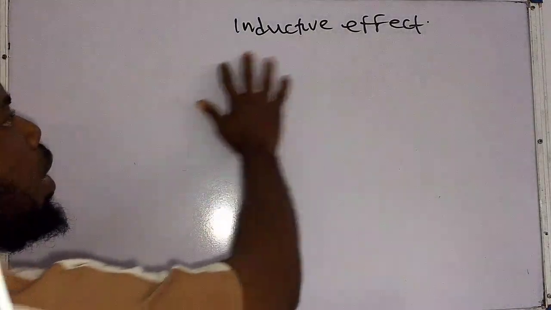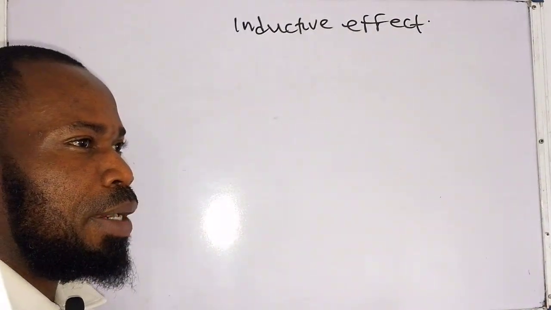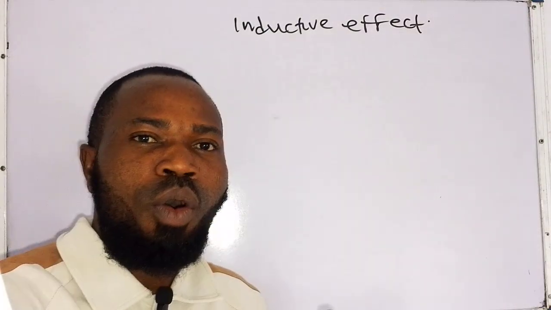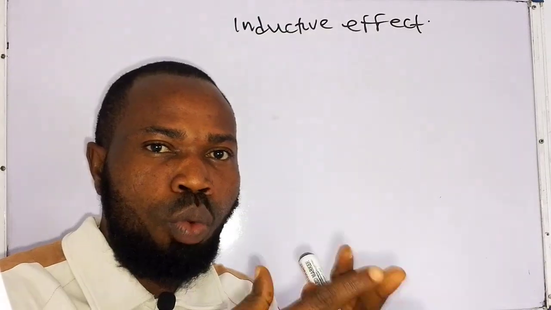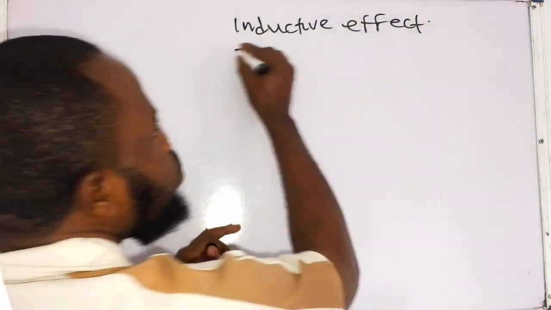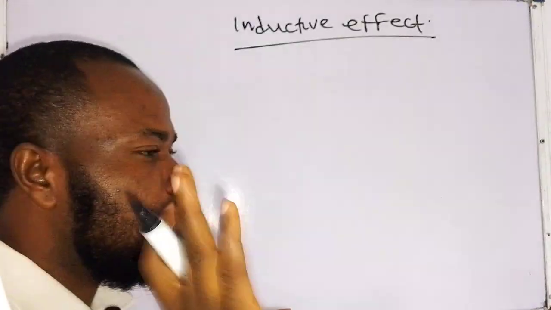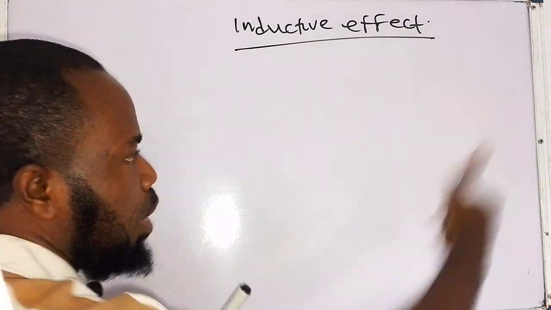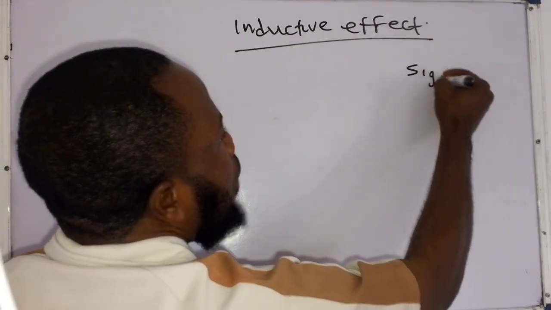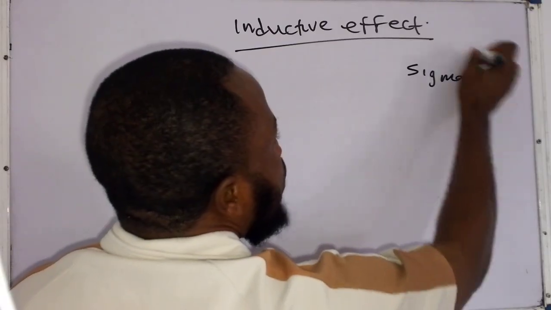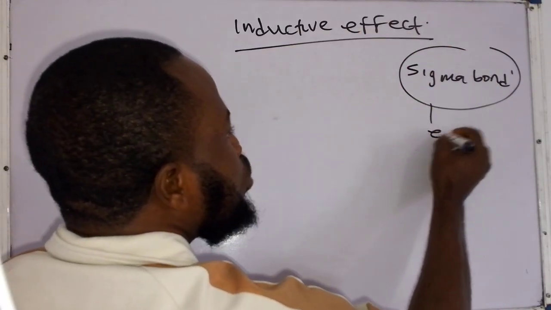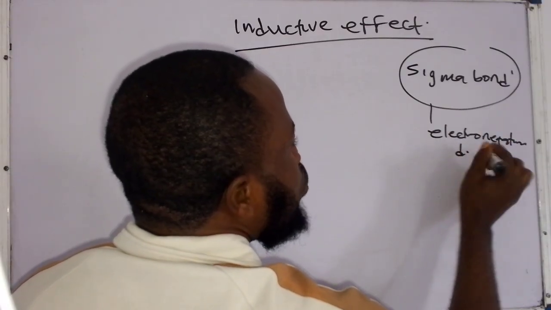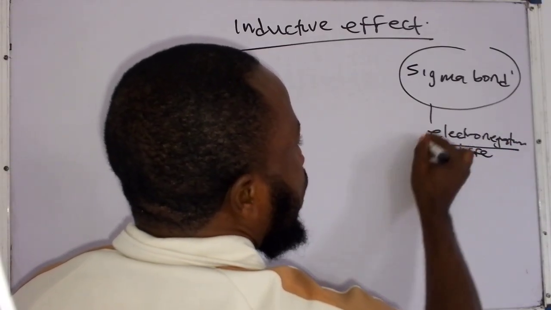Now, first off, what is inductive effect? Inductive effect has to do with the permanent transfer of electrons through sigma bonds. I like to break these aspects down, and at the same time, I don't want the video to be too long. So, what is inductive effect again? It is the permanent transfer of electrons through sigma bonds due to electronegativity difference. Due to what? Electronegativity difference.